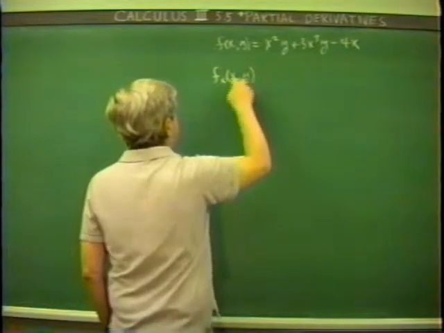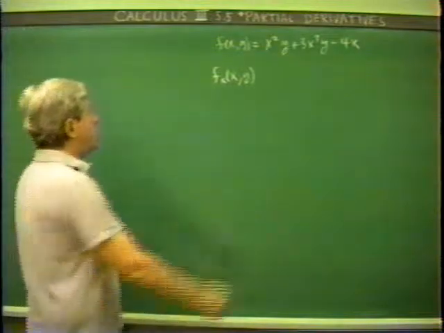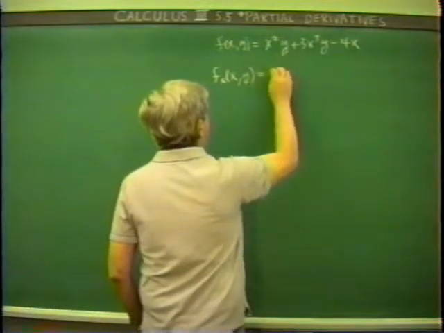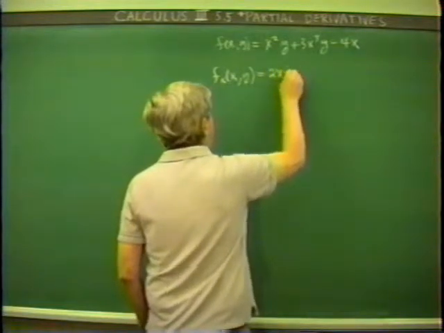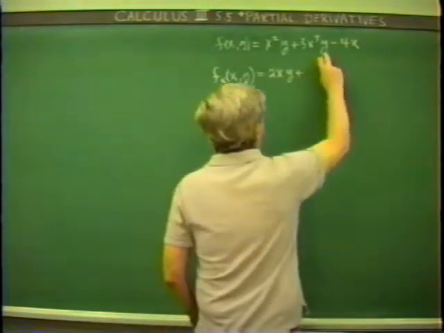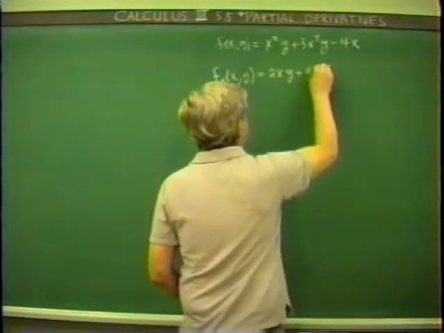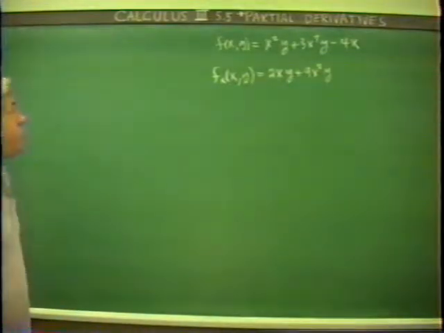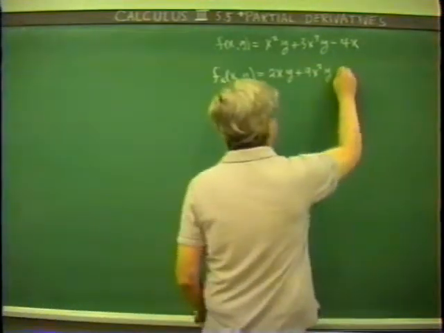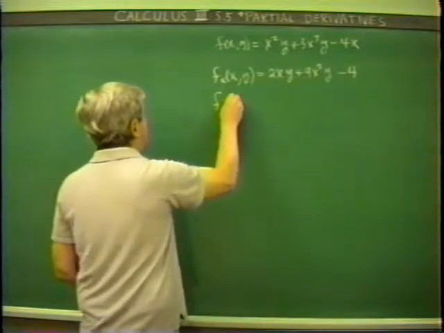The partial with respect to x at x and y. To compute this, we treat y as if it were a constant and differentiate with respect to x. So we're going to get that this is equal to y times the derivative of x squared, or 2xy, plus y times the derivative of 3x cubed, that's 9x squared y. Treating y as a constant and differentiating with respect to x, we get that the last term is minus 4.